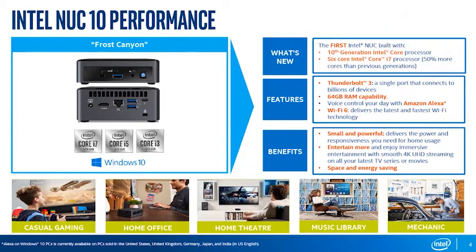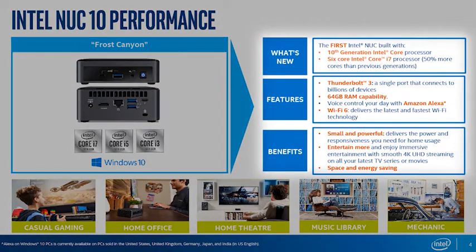And Frost Canyon is very important. Why? Because this is the first time we have a 10th generation Intel Core processor inside. First time we have Wi-Fi 6 inside. And additionally, we have many other features, for example, a quad array microphone system, which can work with all applications which are controlled by voice, like for example Amazon Alexa.